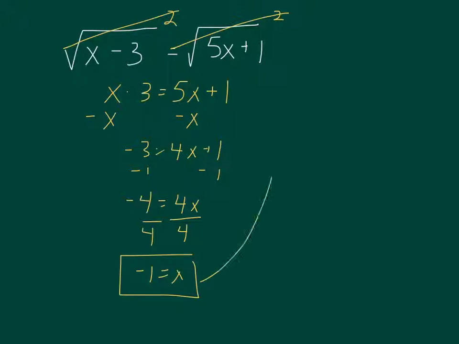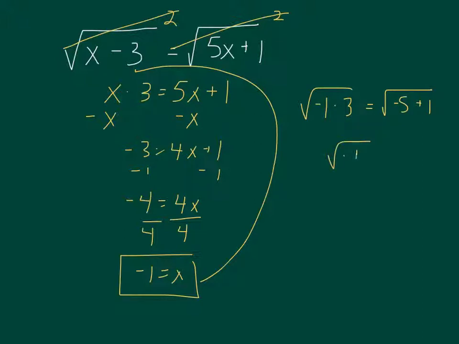Now, when I go back to check and I plug this in on both sides, I'll get the square root of negative 1 minus 3 equals negative 5 plus 1. I do get the square root of negative 4 equals the square root of negative 4, which technically we've not talked about square roots of negatives yet, but this does in fact work.